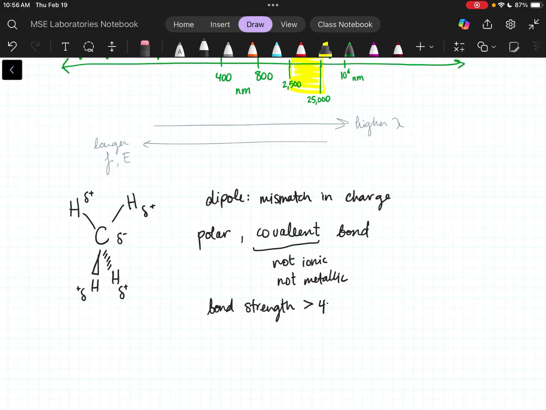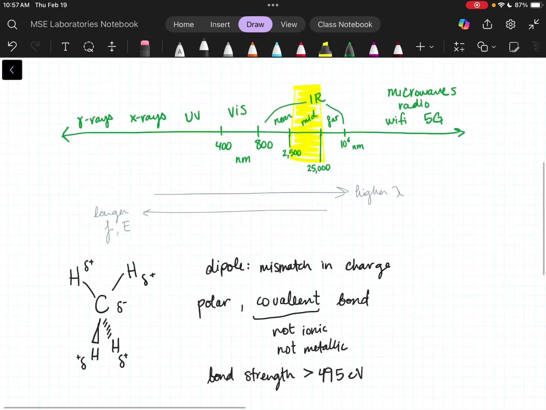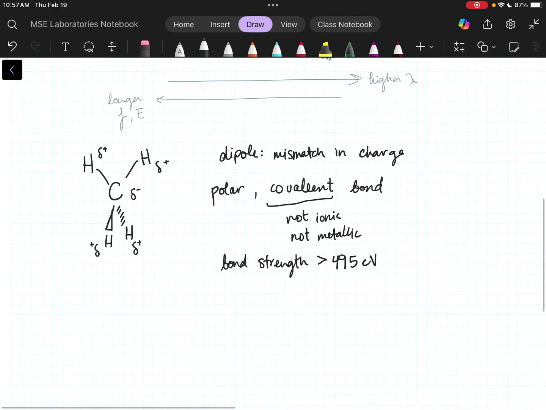Okay. And this polar covalent bond typically is going to have a bond strength greater than 435 electron volts. Oops, I don't know why I wrote a W instead of a V. Oh, sorry, 495. Oops.